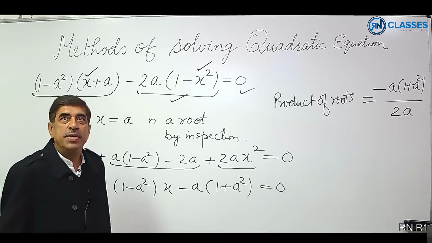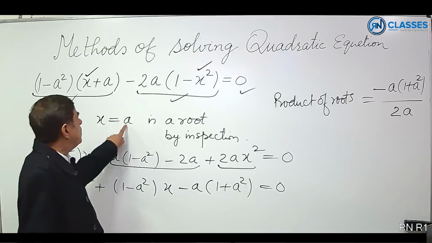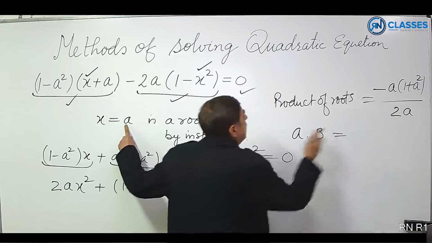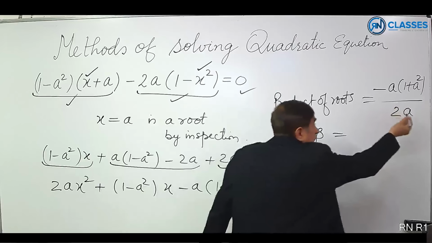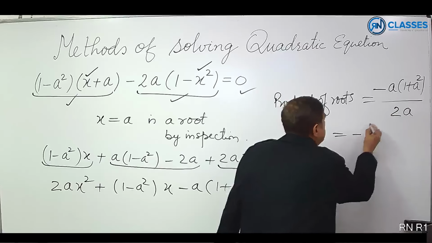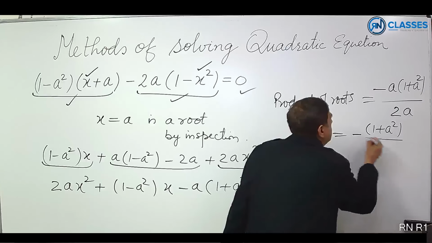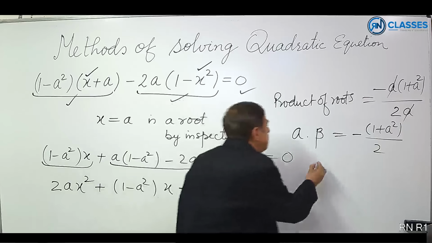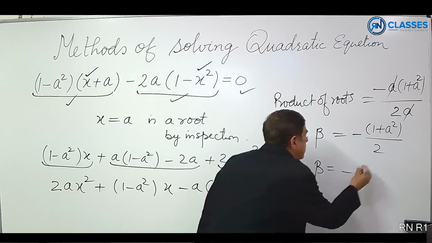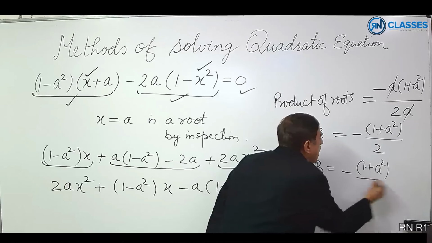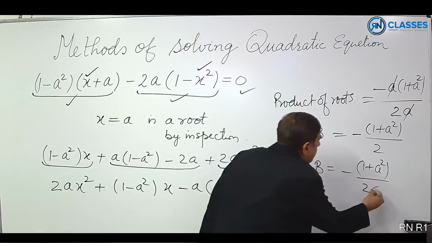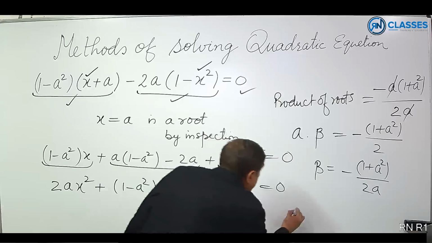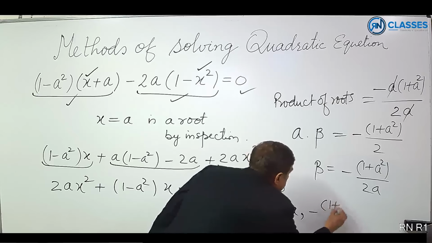Now I am interested in the second root. The first root is a. Let the second root be beta. A into beta equals minus a into 1 plus a square by 2a. This can be simplified: a cancels with a, and this gives you the second root of the equation. Beta is equal to minus 1 plus a square by 2a. So the two roots of the equation are a, and minus 1 plus a square by 2a.